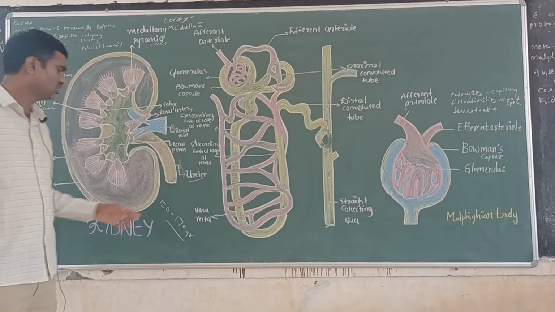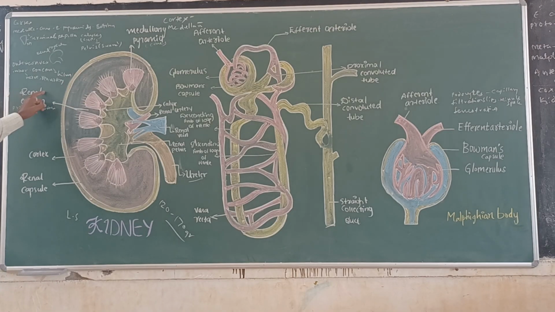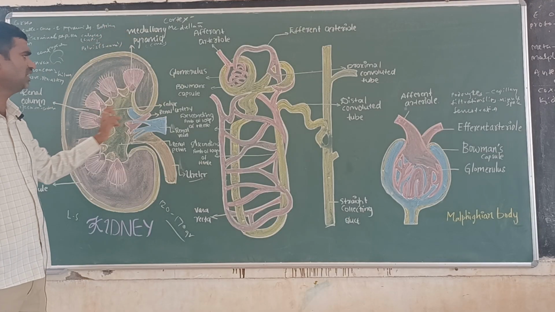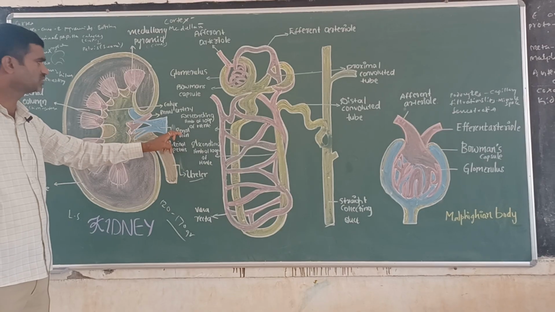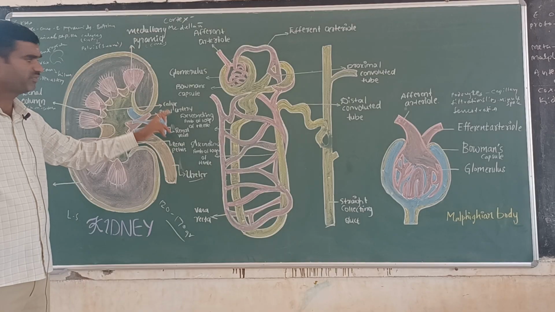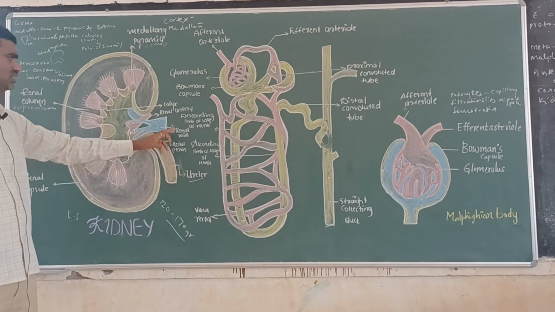So this is about the excretory system. This is the structure of the kidney. Here is the renal column part. This is the medullary pyramid part, and this is the calyx and the renal artery. Next, this is the renal vein. Renal arteries carry oxygenated blood and veins carry deoxygenated blood. We know about the renal arteries and renal veins.